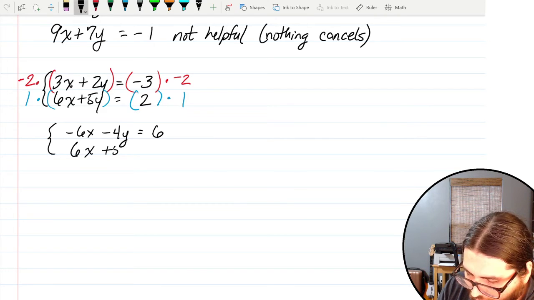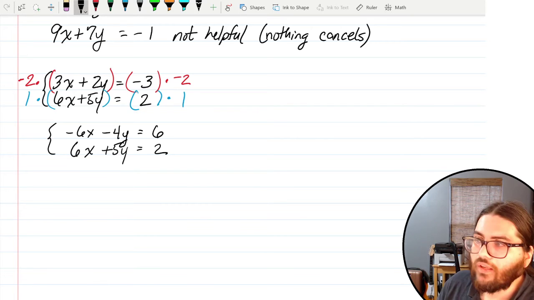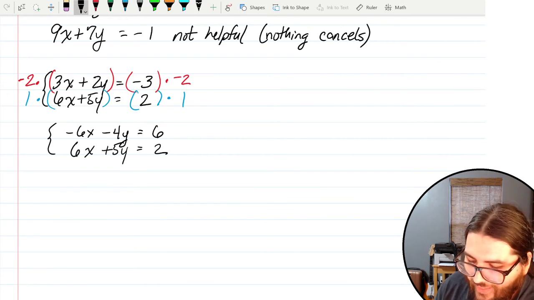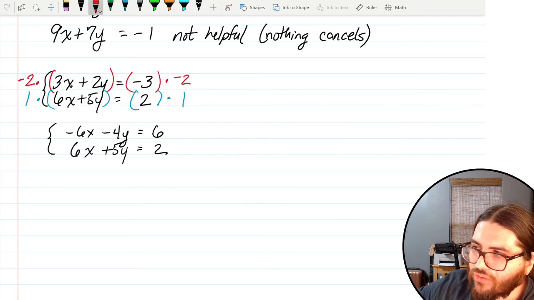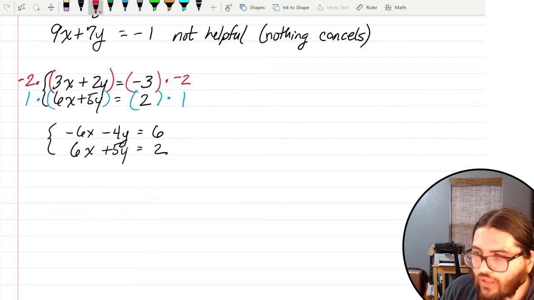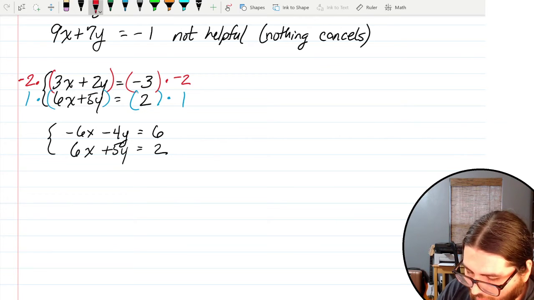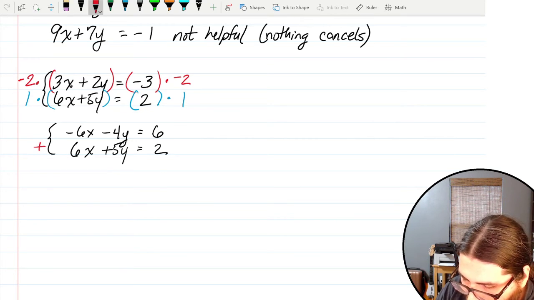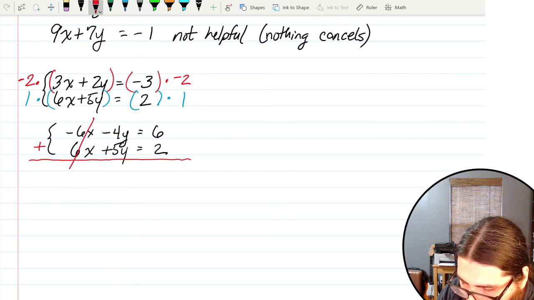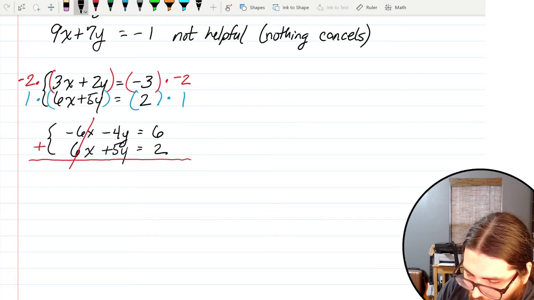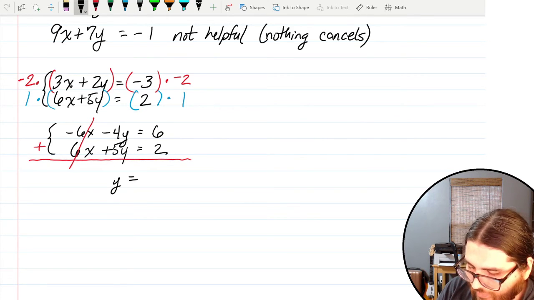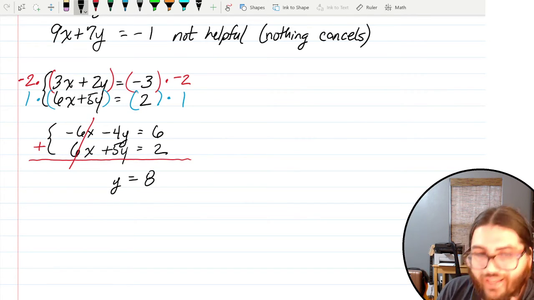6x plus 5y equals 2. Right? I only cared about the x's because once the x's cancel out, I'll pick up the pieces. I'll solve from there. The only thing I care about right now is making these x's cancel out. And when I add them together, they do. -4y plus 5y is 1y equals 8.